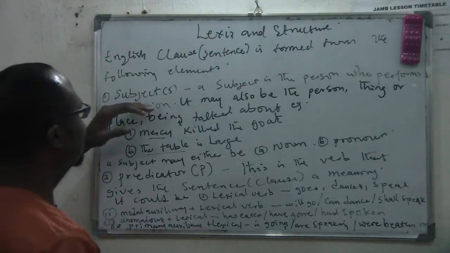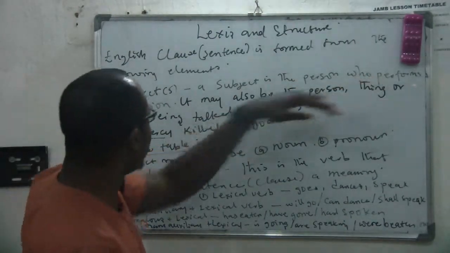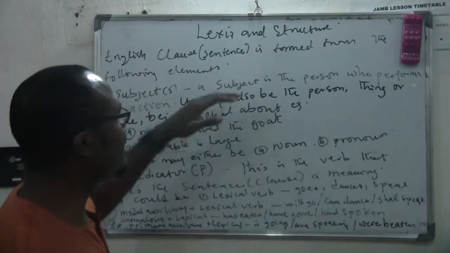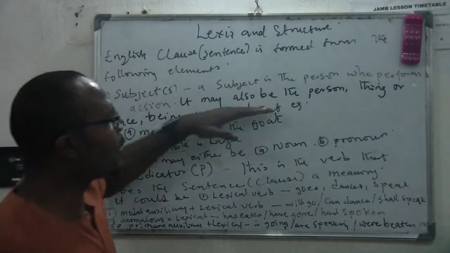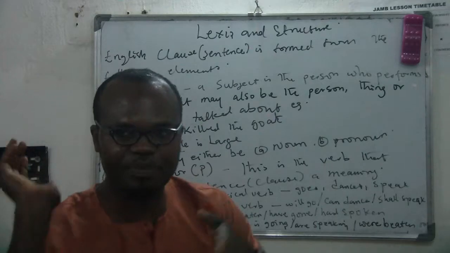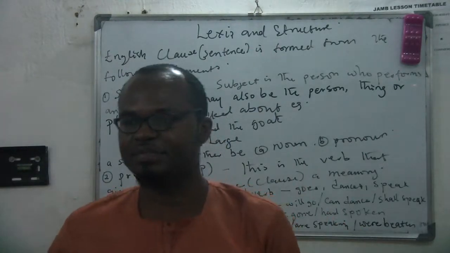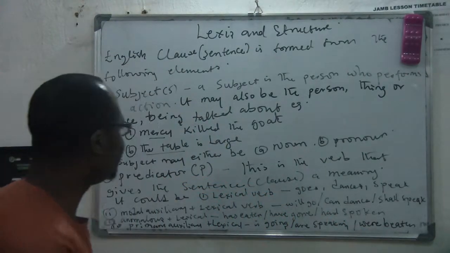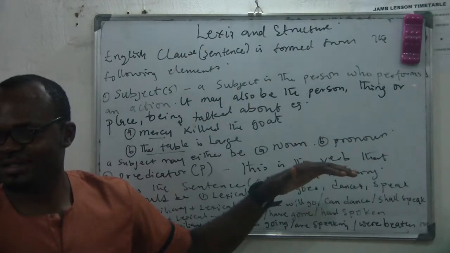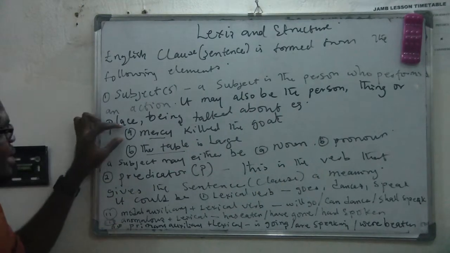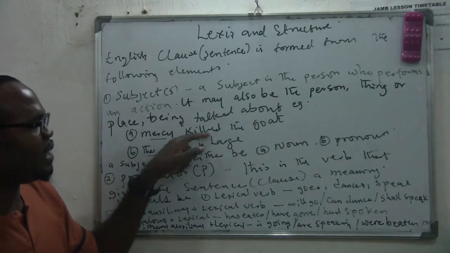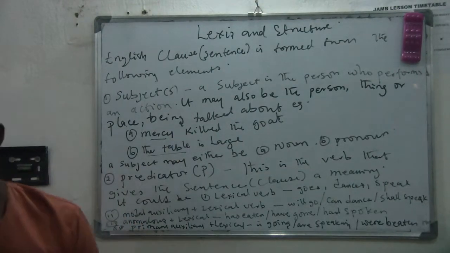So that's why we say a subject is the person who performs the action. Is that not what I explained now? It may also be the person or thing or place being talked about. It's either the person performing the action or the person or thing that is being talked about. Example, Messi killed the goat. What is the subject here? What is the predicator? What is the complement? The goat.